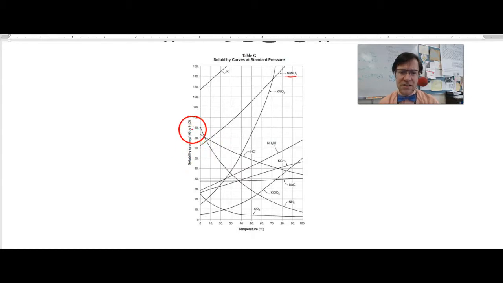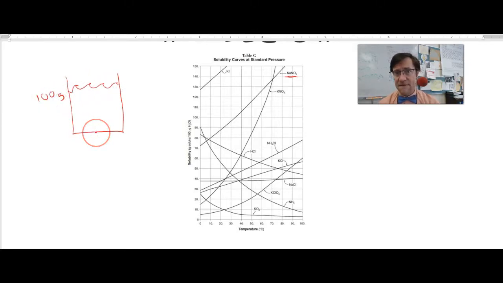Basically what they did here is they took 100 grams of water, like a beaker, and they filled it with 100 grams of water, and they just changed the temperature. They went to 10 degrees Celsius and they saw how much sodium nitrate they could dissolve, and they put a dot. Then they went to 20 degrees and they put a dot, and they went to 30 degrees and put a dot. So on and so forth.